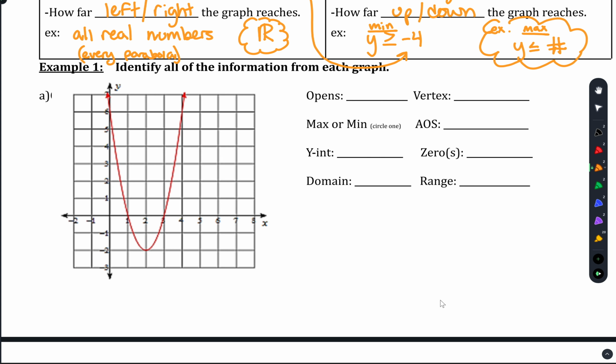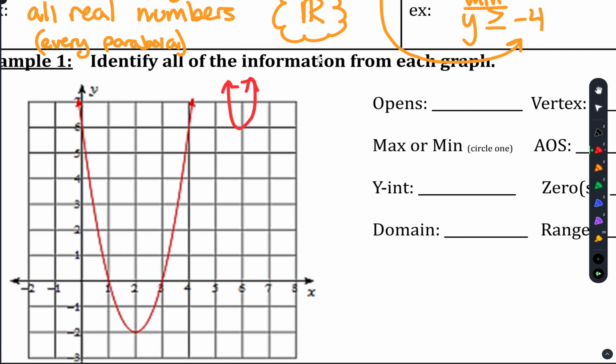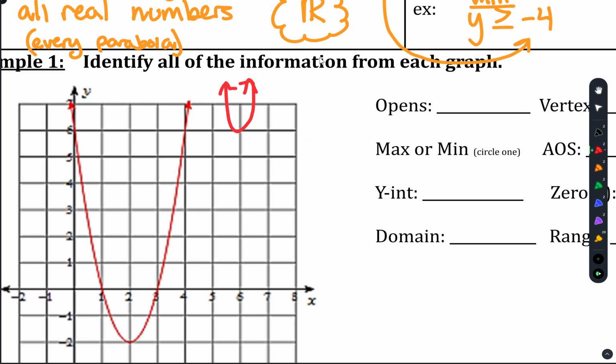So the first kind of thing that we're going to do here is talk about all these different pieces. So the first question it asks me is, which way does it open, up or down? And that means, which way is my parabola facing? I have two different ways it could look. It could look like this, where my arrows are pointing upwards. It looks like a U shape for up. Or it could look like this, where it's an upside down U shape, and that's for down. So this parabola in particular is opening up. Look at that. Cute little arrows on there to tell me that that's going up.